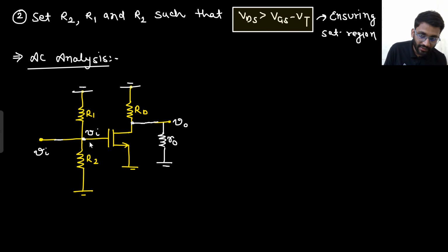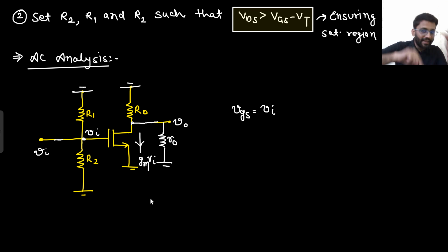Now this is Vin. What is your small signal VGS value? That is equal to Vin. So what will be the current? Current will be GM Vin. That current will be flowing from what? RD parallel R naught, because from V0 to ground you see RD, and from V0 to ground you see R naught. So from V0 to ground you have RD parallel R naught. Did you understand this point or not?